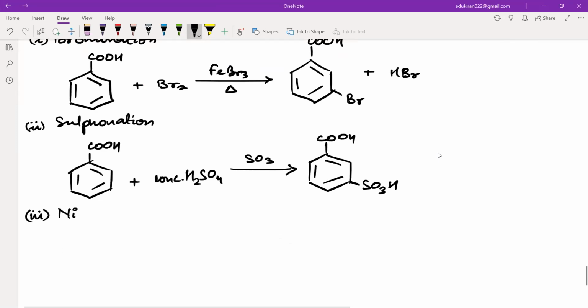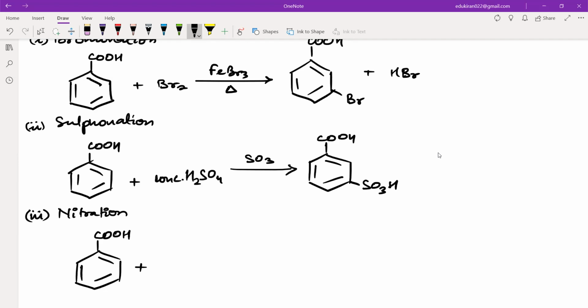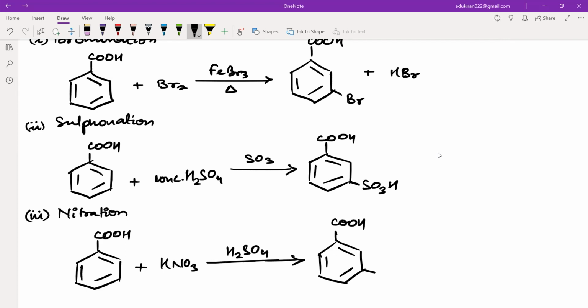Third is nitration. COOH plus HNO3 in the presence of conc. H2SO4. You will get a nitro substituted benzoic acid, NO2. Okay, 3-nitrobenzoic acid. So these are the three reactions that are given by benzoic acid.